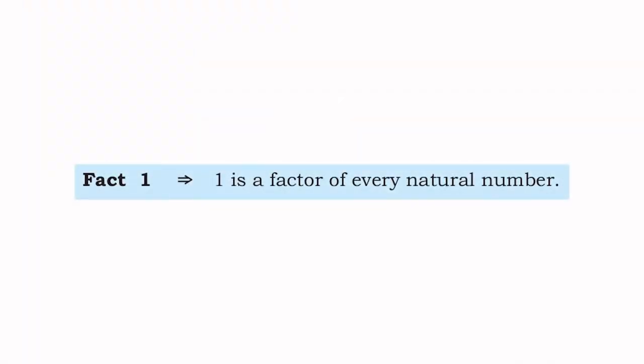Now let's look at some of the facts about factors. Number 1. 1 is a factor of every natural number. We've seen in the example above how 1 is a factor of every natural number. Fact 2. A factor of a number is either equal to or less than the number.